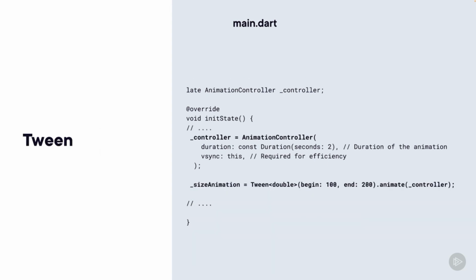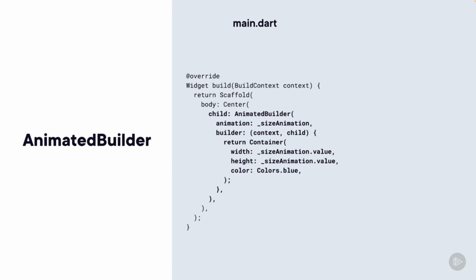A tween defines the range of values to animate between, for example, size, color, opacity. You also need an animation object to apply the tween to the controller. In this example, we use a tween that animates the size between 100 and 200 over 2 seconds. Finally, Animated Builder is a widget that listens to the changes in the animation and automatically rebuilds the widget tree when the animation progresses.